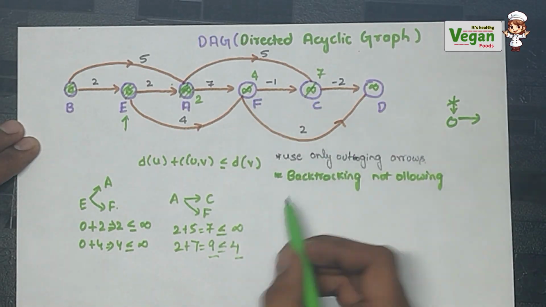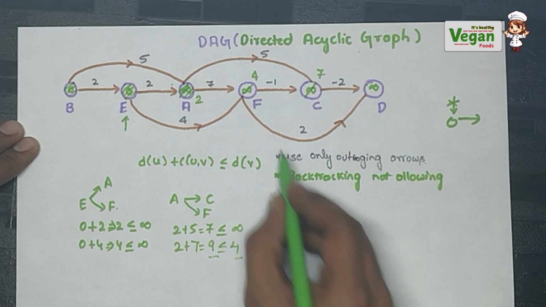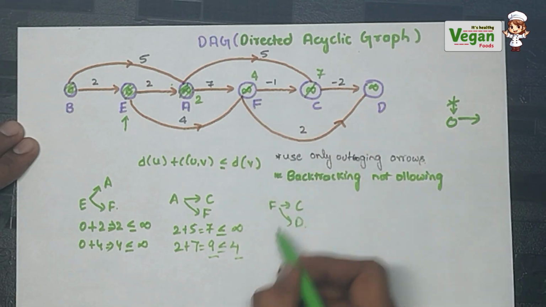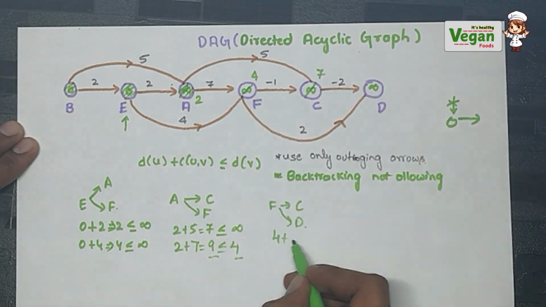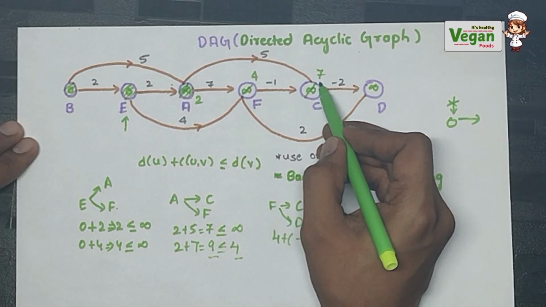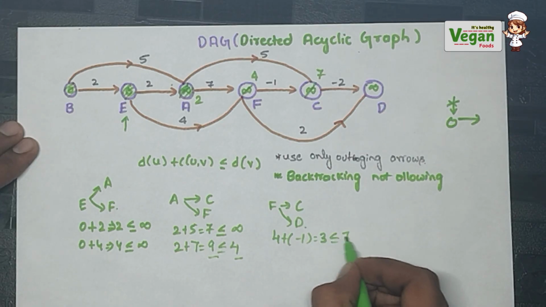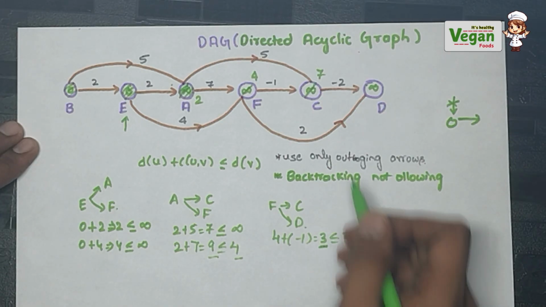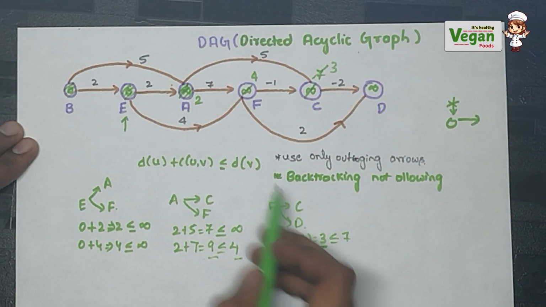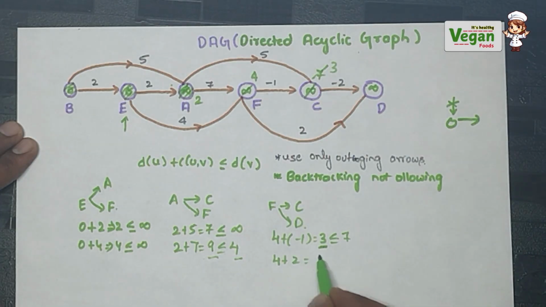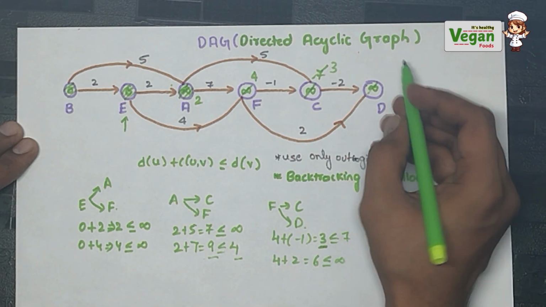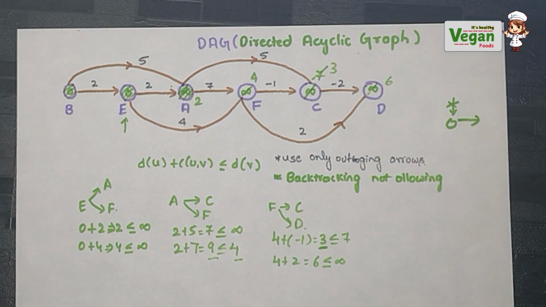Now let's go for the F node. From F you can go to C, and from F you can go to D. F value is equal to 4 plus, from F to C it is minus 1. So 4 minus 1 is 3. C value is 7. Among 7 and 3, which is the lesser one? 3. So I will cancel 7 and write 3. Now F value is 4 plus, from F to D it is 2. 4 plus 2 is 6, less than or equal to D value, which is infinity. So I will cancel it out, since 6 is less than infinity, and write 6.